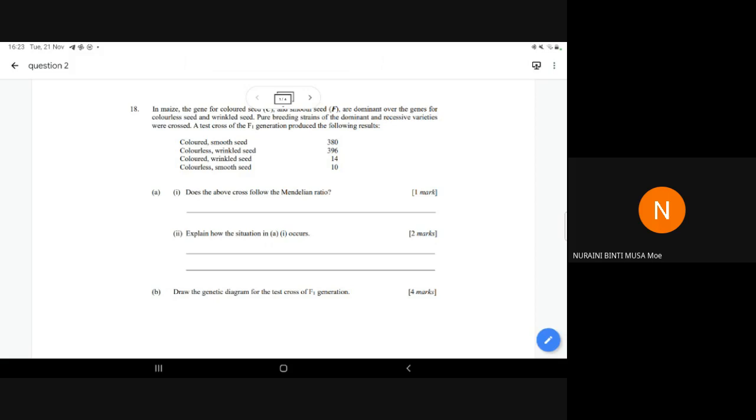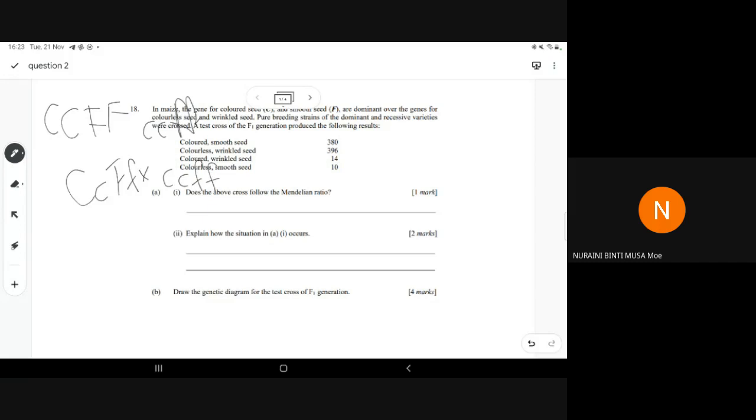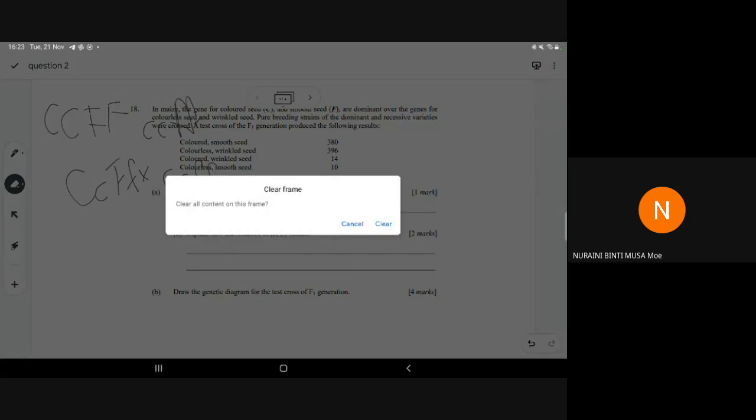Dia merepek yang you cross a purebred for dominant and recessive allele. What is a purebred? Purebred means that dia homozygous dominant, dia homozygous recessive. Right? So kalau C besar, F besar, cross dengan C kecil, F kecil, so akan dapat dia heterozygous, C besar, F kecil. Then you cross pula that with a test cross dengan C kecil, F kecil. And this will give you the question whether does this question follow the Mendelian ratio or not.